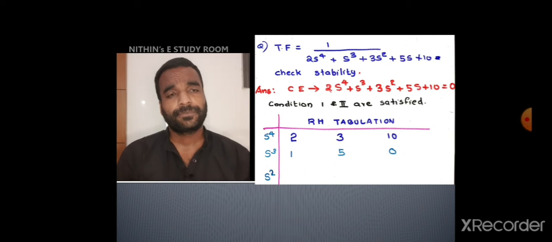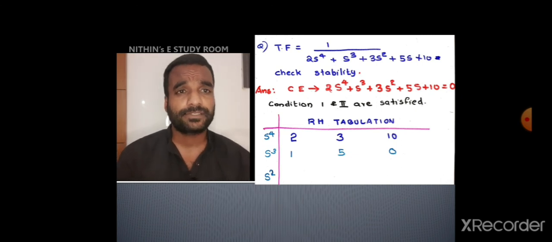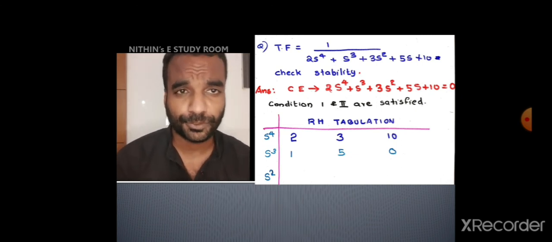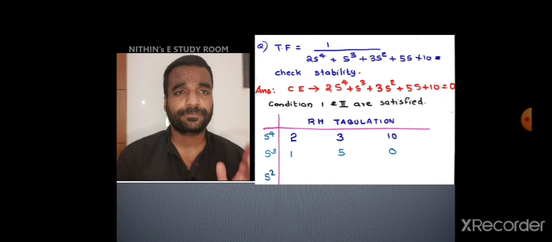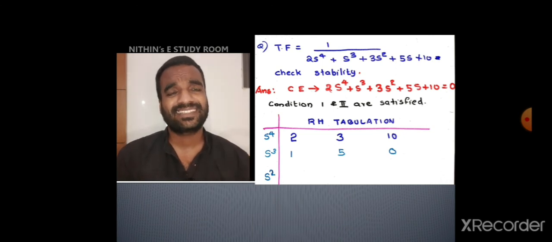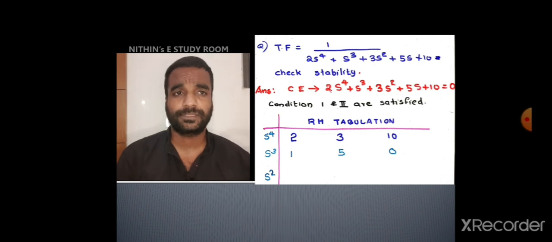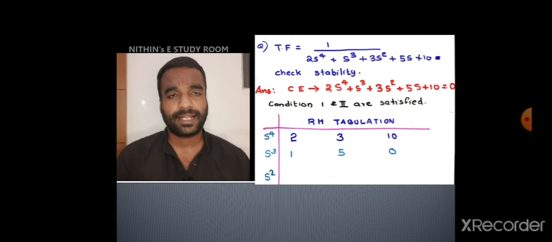This question is a fourth order system. Please check the denominator of the transfer function: 2s raised to 4 plus s cube plus 3s square plus 5s plus 10 is equal to 0. So the order of the system is 4. The characteristic equation is the denominator equal to 0, that is, 2s^4 + s^3 + 3s^2 + 5s + 10 = 0.